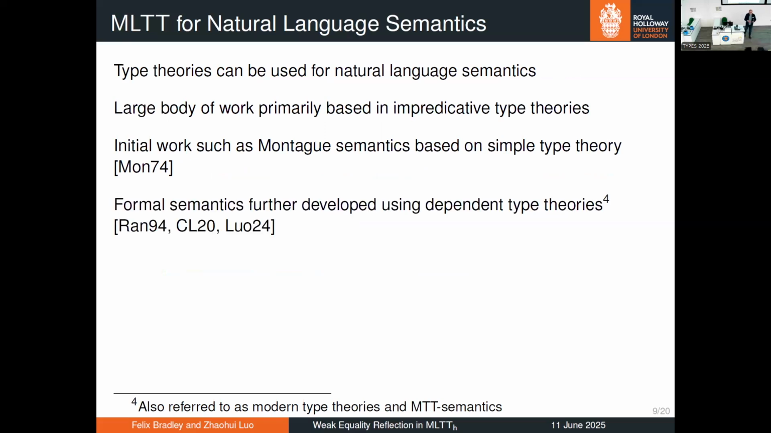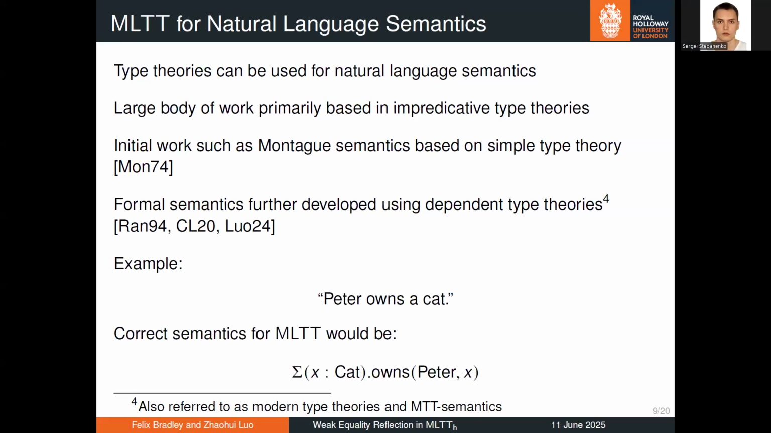There have been some recent developments in the last 20 odd years on using dependent type theories for this exact purpose. If we were to go through a simple example, Peter owns a cat. We can turn this into a type, and then any object of that type would be a witness of its truth, or of the information that the sentence contains.